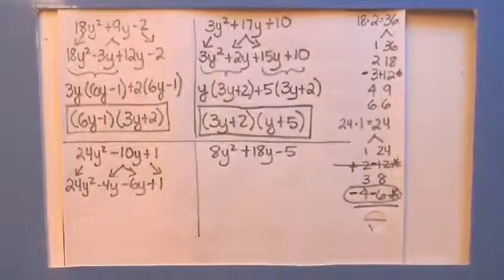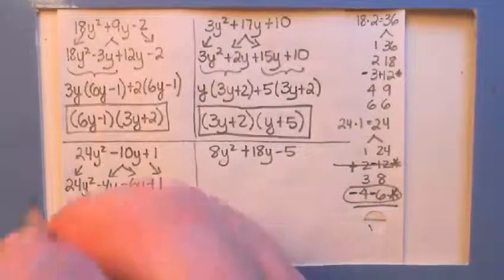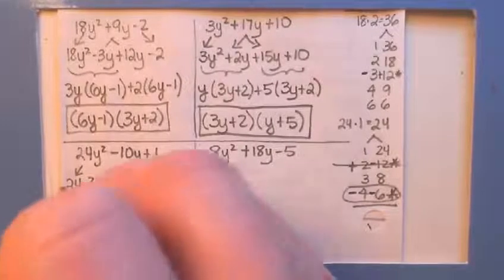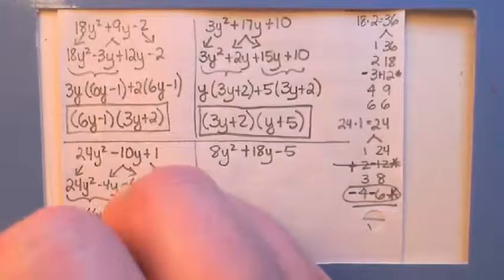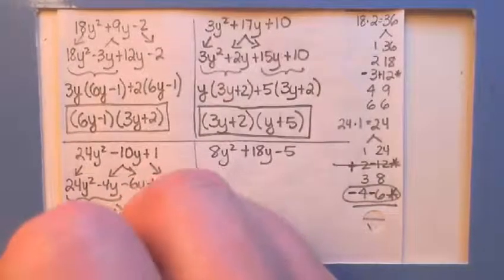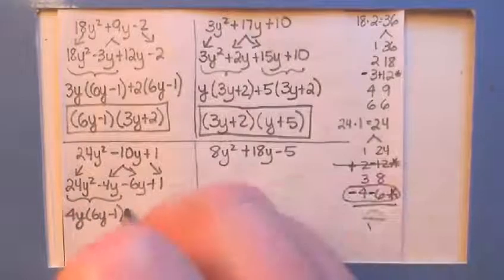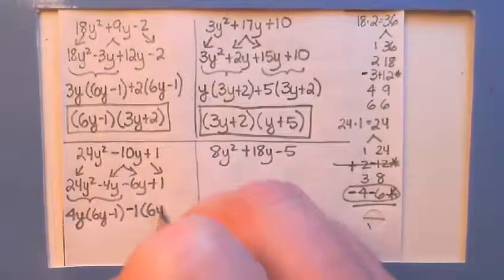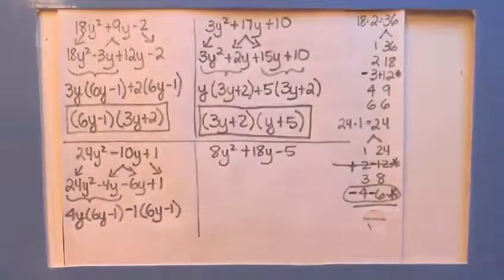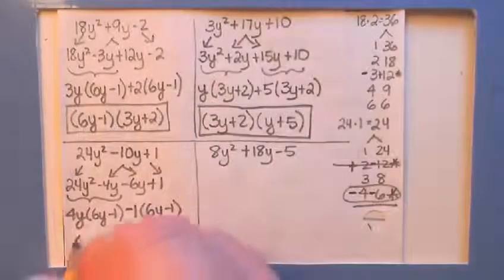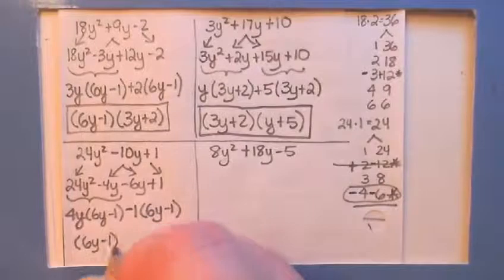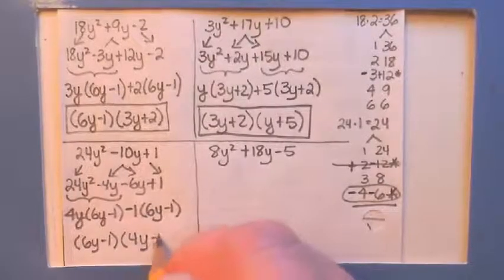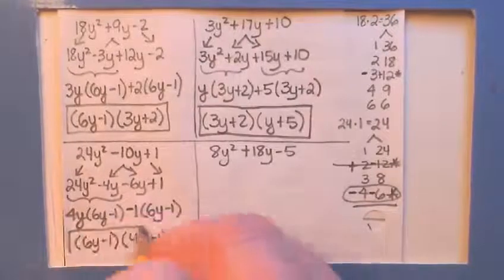Alright. Now what can I factor from the first two? I can factor 4y. So that leaves me 6y minus 1. And what can I factor from the last two? I can factor a negative 1. So that leaves me 6y minus 1. So what's my final answer here? It would be 6y minus 1, parentheses 4y minus 1. Alright. Let's continue on.